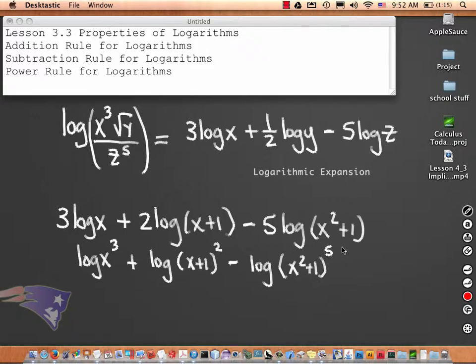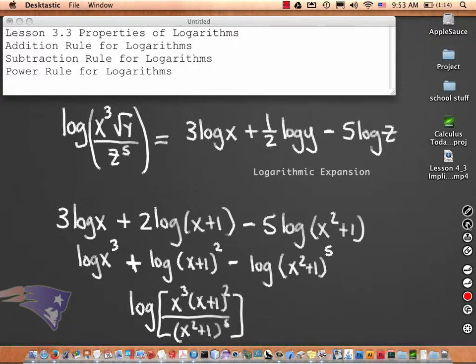Does that make sense before I go any further? How are we doing, Seth? Yeah. Make sense? I'm just using the power rule backwards now. Yeah. Now this is a plus right here, that would go on top of the numerator, and then this is a minus, so this goes in the denominator. So this finally becomes logarithm of x cubed times x plus 1 squared all over x squared plus 1 to the 5th power. And that right there, Sydney, is logarithmic compression.